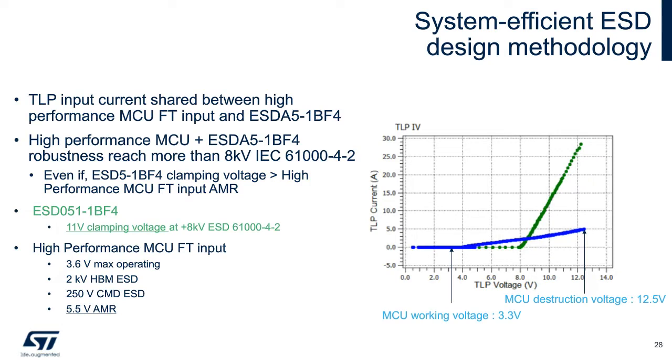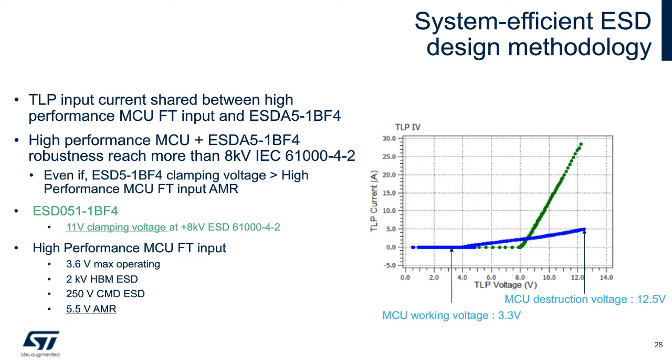3 voltages are noticeable for MCU. The first one is a working voltage, 3.3 volt. The second one is the absolute maximum rating of this input, 5.5 volt. The third one is the MCU destruction, 12.5 volt. TLP destruction voltage of this microcontroller is higher than AMR because TLP duration is only 100 nanoseconds, while AMR is continuous.